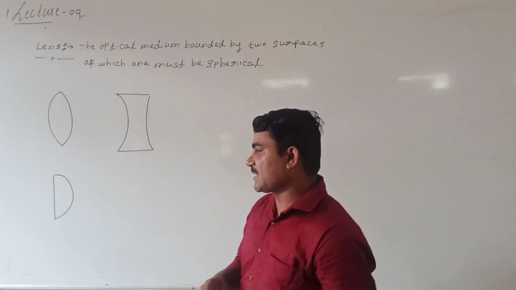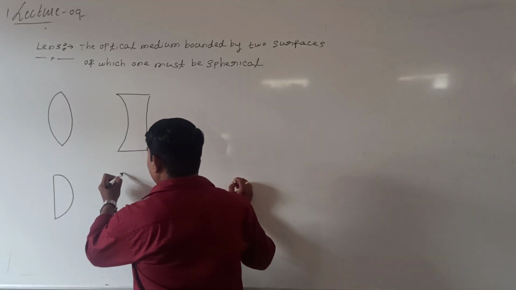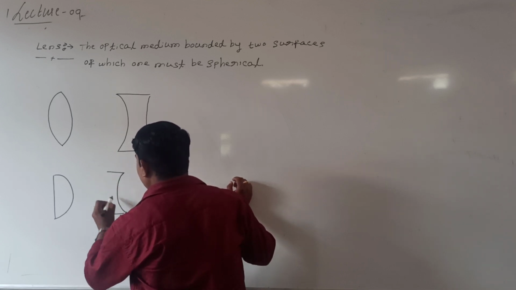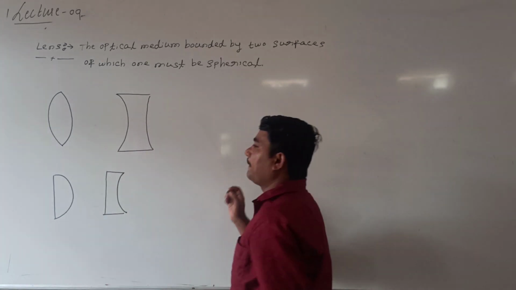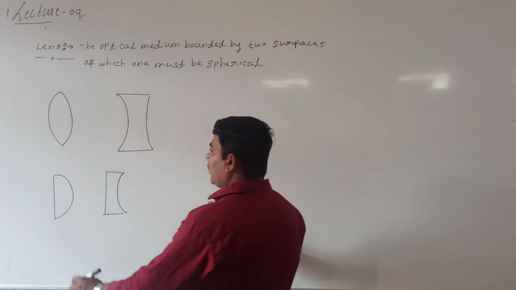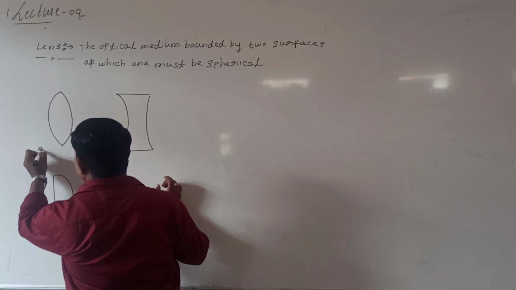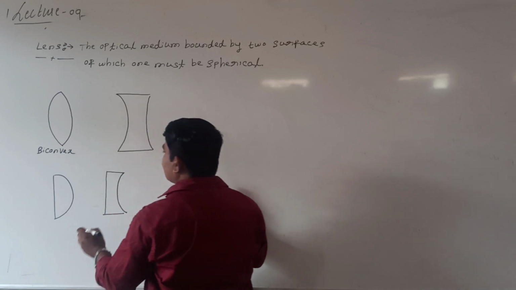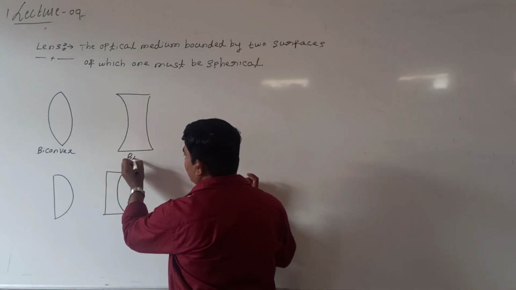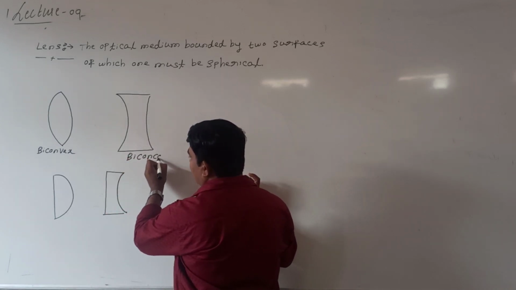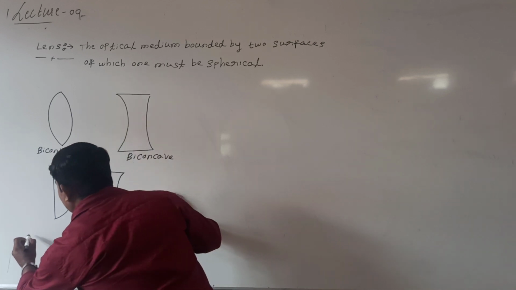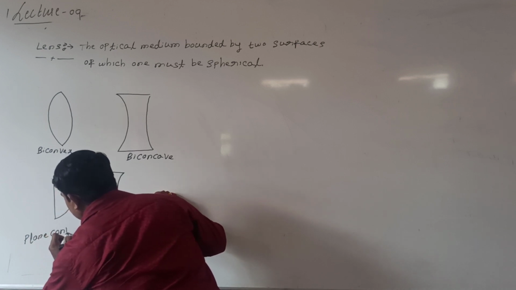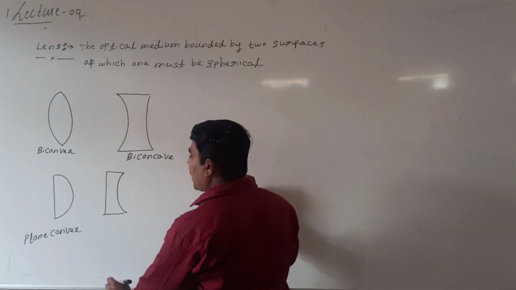Then one more type of lens I will take. Look at me. This is plano-concave lens. Plano-convex lens, how can we call this? I can call this biconvex lens. This I can call biconcave. This is plano-convex lens. And this is plano-concave lens.